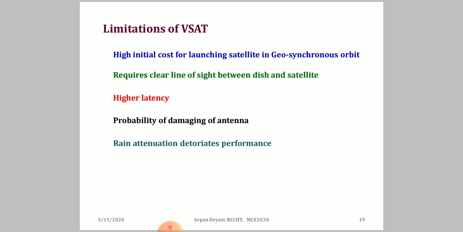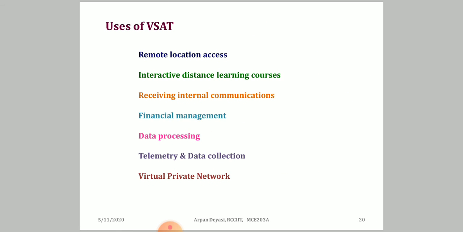And it requires a clear line of sight between the dish and the satellite. That's a major problem. I mentioned at the beginning the Earth's radius of curvature, so you can't make a very large distance between them. The curvature of the Earth or unevenness of the Earth's surface can cause damage to that. The latency will be higher, maybe more than 250 millisecond. Probability of damaging the antenna, because the antenna is placed outside. And rain attenuation, that's a major factor. I have discussed the satellite link design and the problems related to rain attenuation, and rain attenuation can severely damage the VSAT performance.